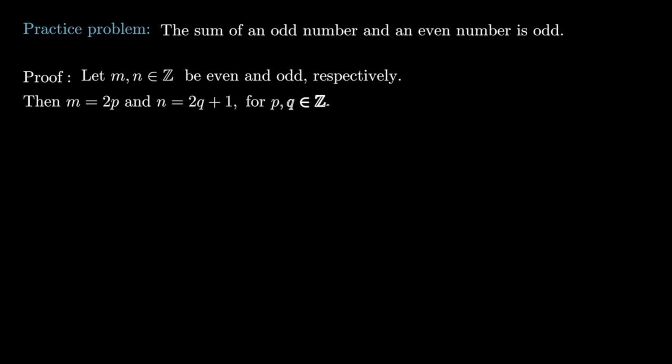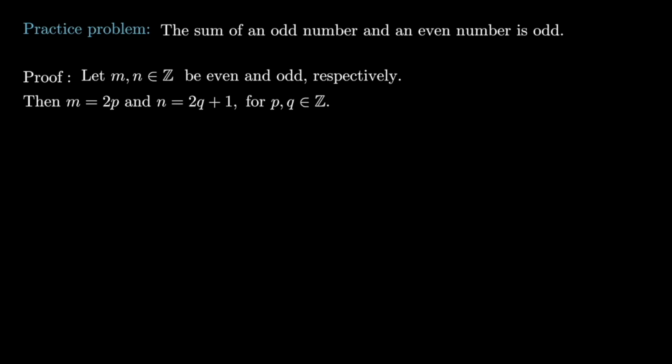Proceeding in the way that we usually do, we'll take m and n to be integers. We'll assume that m is even and n is odd. If m is even, we can write m as 2p for some integer p, and if n is odd, we can write n as 2q plus 1 for some integer q.